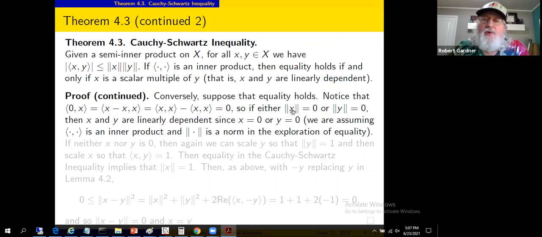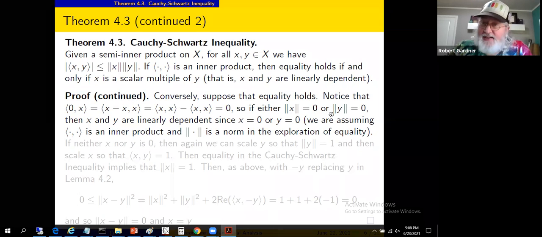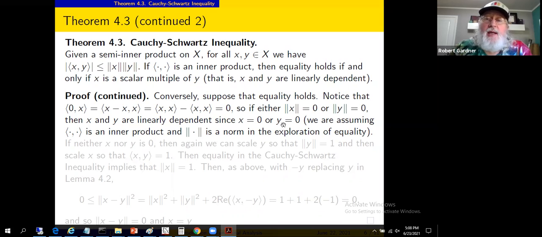So if either the norm of x equals 0 or the norm of y equals 0, then x is the 0 vector or y is the 0 vector, right? We're dealing here with an inner product and the norm which it induces. So I can draw the conclusion that norm equals 0 implies x equals 0. Because we have a norm, not a semi-norm, we can draw these conclusions. And if either of the vectors is the 0 vector, then we have linear dependence. One is a scalar multiple of the other. One of them is 0 times the other one. So there's your scalar. So they are linearly dependent.